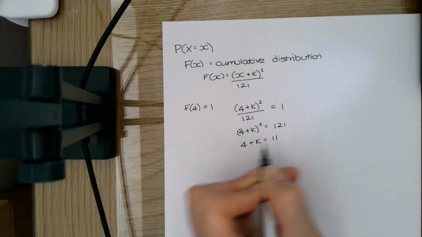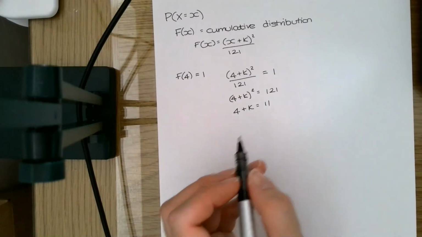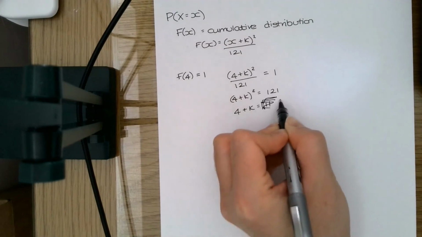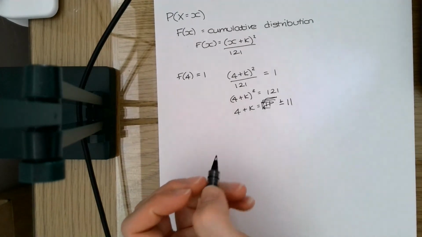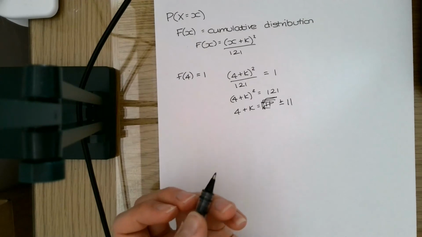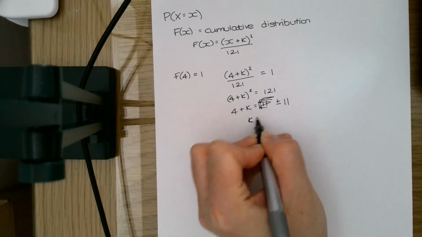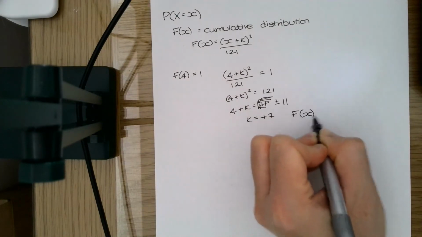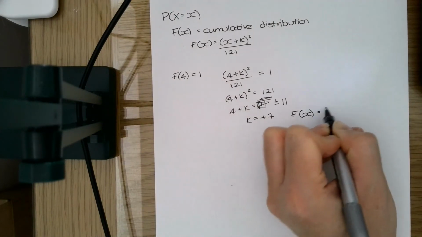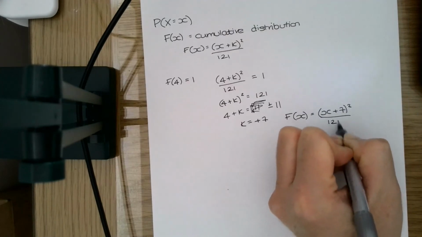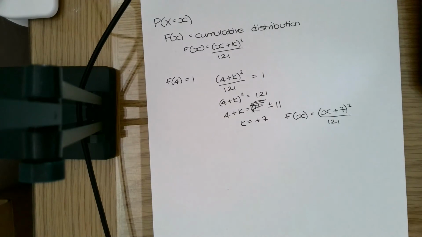We could end up with a positive or a negative, but we can't have negative probabilities. So k is going to be positive 7. So our cumulative distribution function is now going to be (x + 7)² over 121. So that's part A. Part B asks you to work out the probability distribution function.